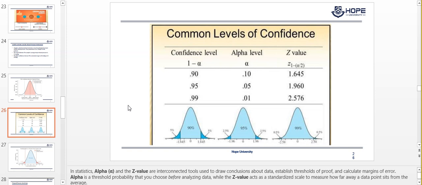Alpha and Z score are interconnected tools used to draw conclusions about the data, establish a threshold of proof, and calculate margins of error. Alpha is the threshold probability you set before analyzing data, while Z acts as a standard scale to measure how far a data point is from the average.